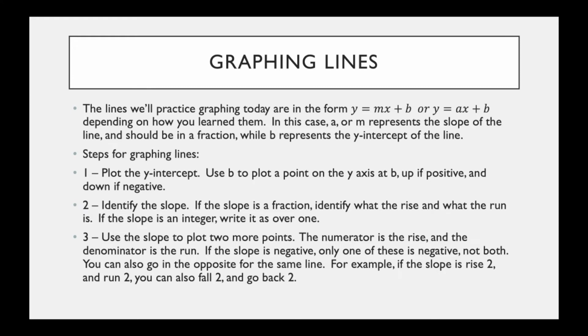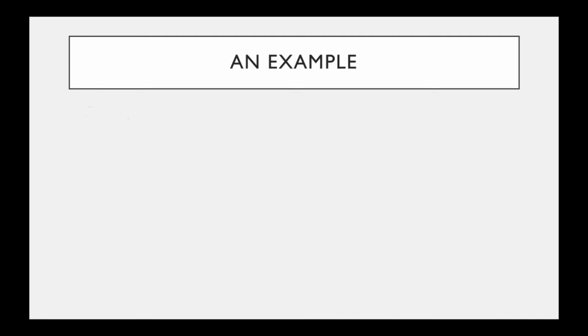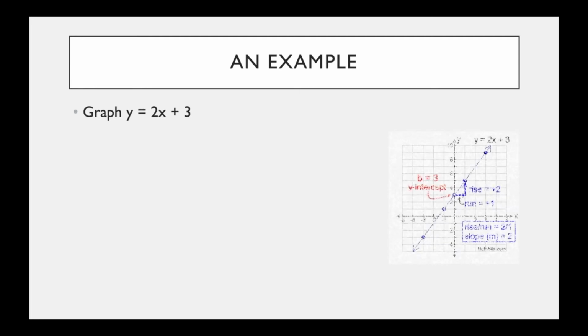So those are the steps for graphing lines. And if you are confused about these, let me know. Let's look at an example. So if we have to graph y is equal to 2x plus 3, the first step would be to find 3 and plot a point right there as your y-intercept. Then you want to change 2 into a fraction. So that means our rise over run is 2 over 1 because our slope is 2. So from where we were, we're going to rise 2, run 1, put another dot.